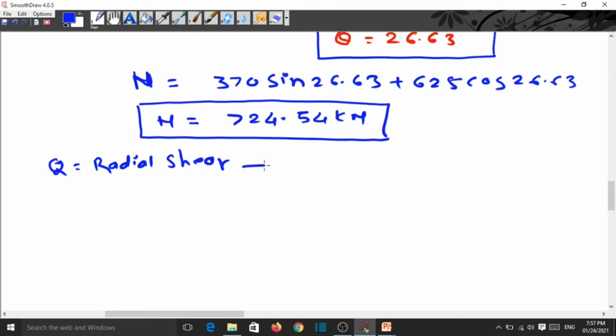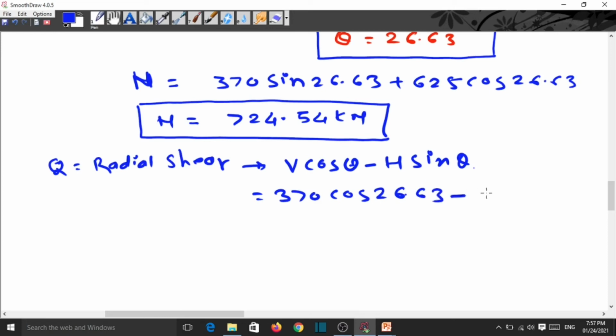The next is the Q, that is the radial shear. The formula here is V cos theta minus H sin theta. So we know V is equal to 370 cos of 26.63 minus 625 sin of 26.63. So here we got the value 50.60 kN. So we got here Q.